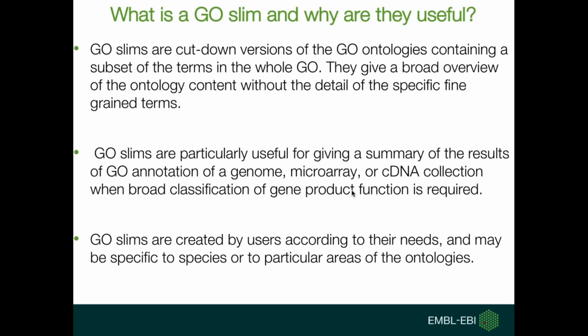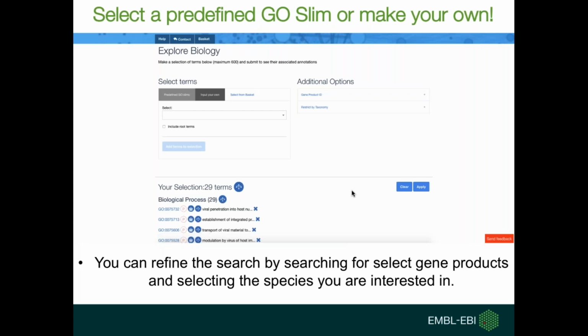And they're really useful when you're trying to get a summary of the results of, let's say, a genome or microarray or cDNA collection. And you can just get a broad classification of the gene product function that you want. You can create these yourself, or you can use the predefined sets that are available from the GO Consortium, and these are already programmed into QuickGO. So going back to the GO Slim page, if you clicked on Explore Biology, it'll bring you to a page that looks like this.